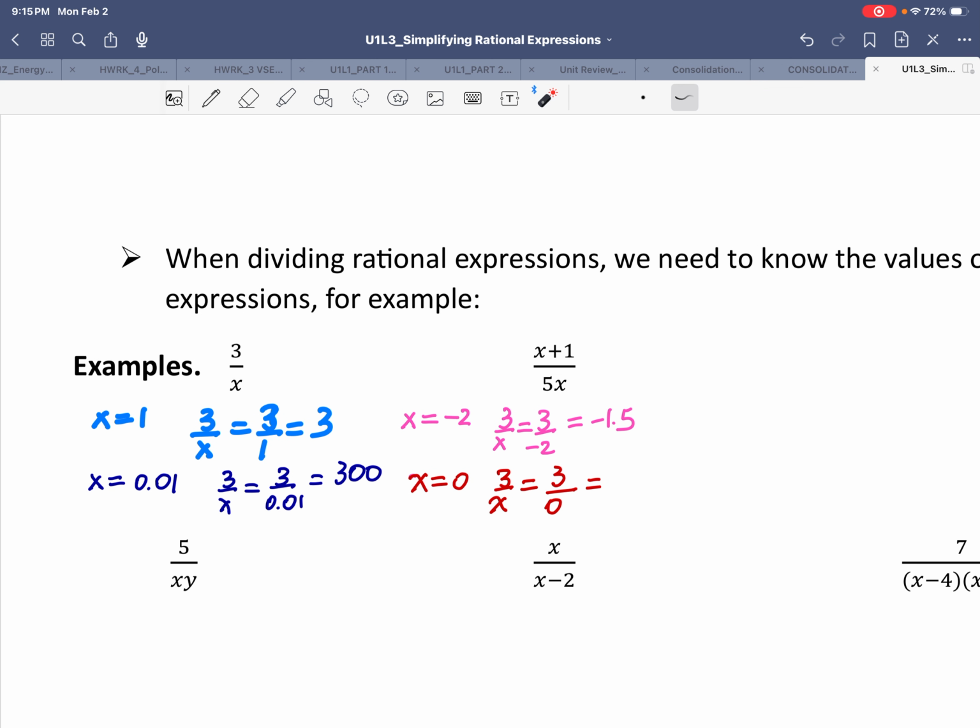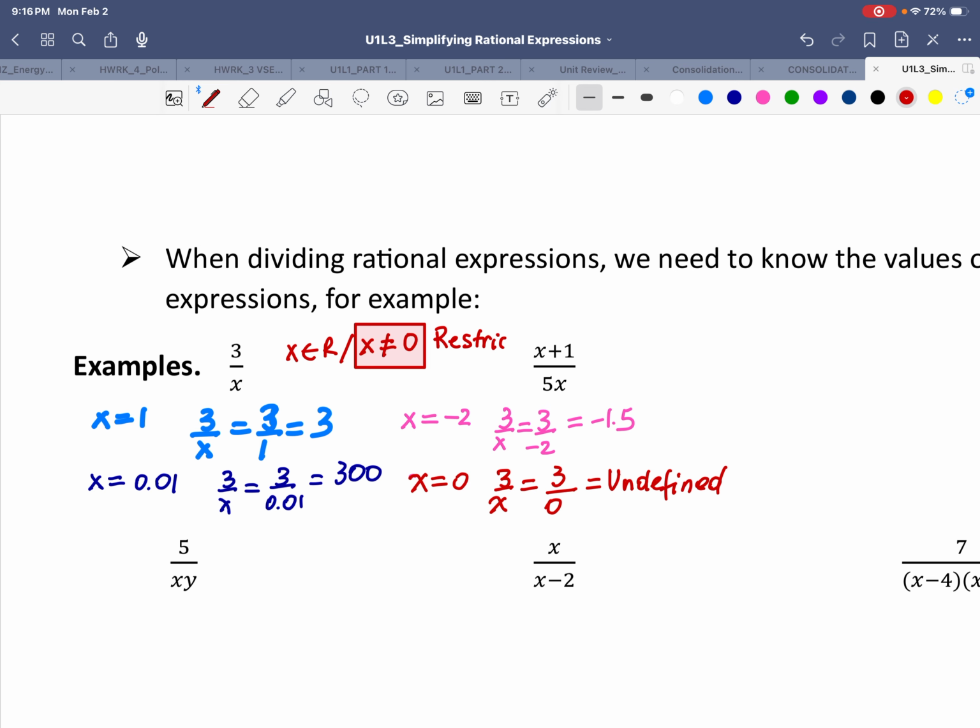And that is because the division by 0 is undefined. So we are going to say in this case that for this particular expression, 3 over x, x can be any real number, but has to be different than 0. So it cannot be 0. And this is exactly what the restriction is for this particular expression. So the restriction will be x different than 0.